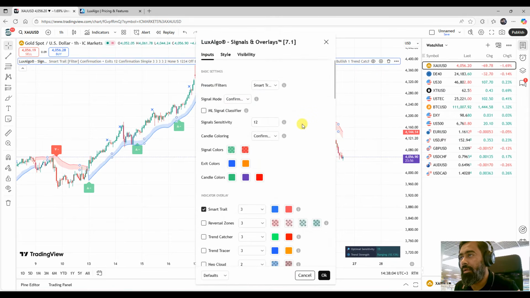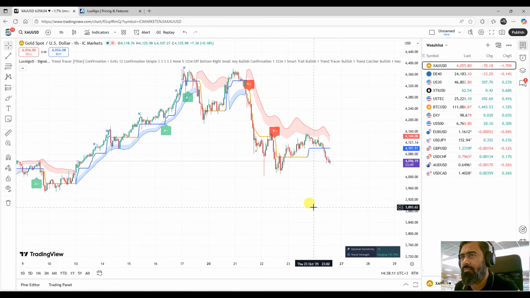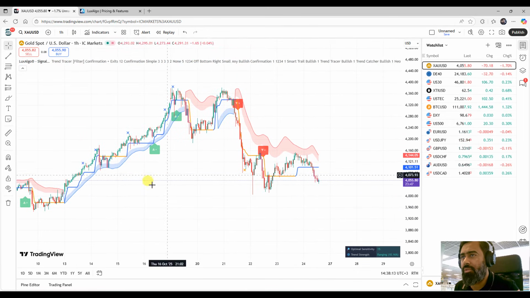Okay, now let's check the Trend Tracer. Yeah, the Trend Tracer is the same thing again. If somebody wants to take trades, as soon as it gets orange, you can start selling. As soon as it goes buy, it goes blue, you can start buying. So it's a simple logic.